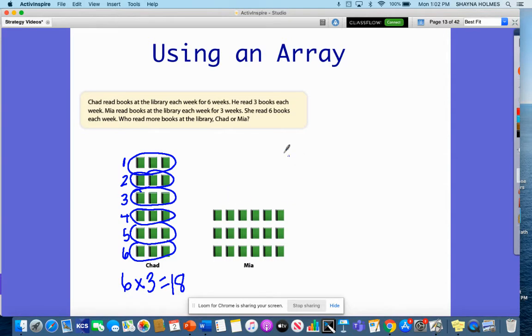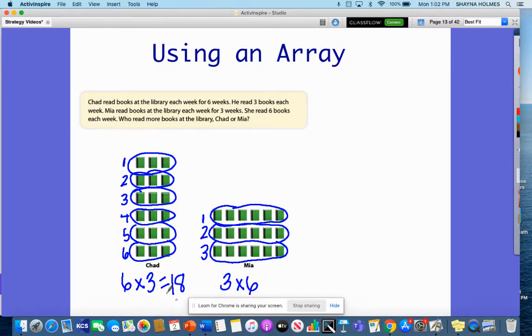So now let's look at Mia's and let's see, maybe did Chad read more, or what about Mia? So it says that she read 6 books each week, okay, for 3 weeks. So these are Mia's weeks. Week 1, week 2, week 3. And so Mia read these 6 books the first week. She read these 6 books the next week. And then these 6 books on the 3rd week. Now, I can also see that this makes a multiplication problem, and it's 3 times 6.